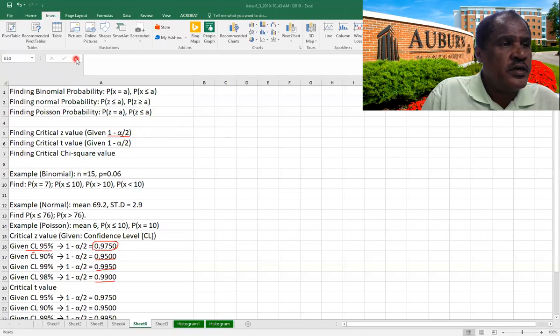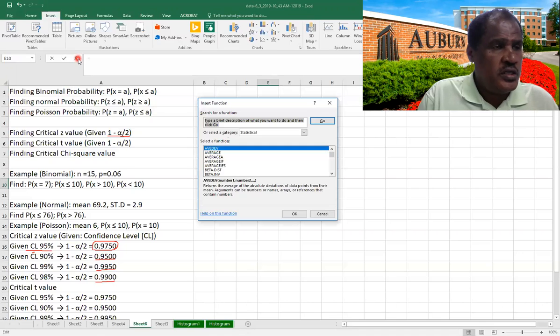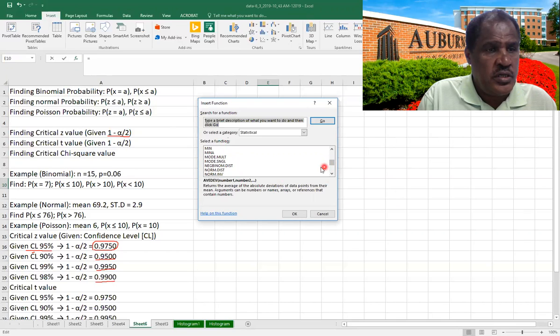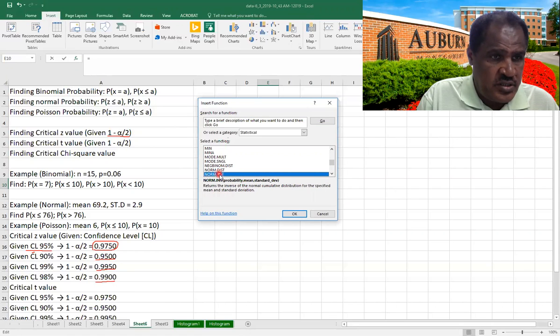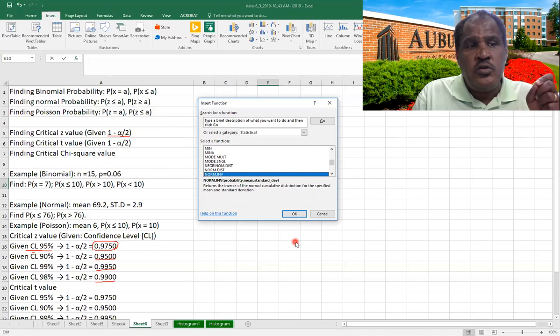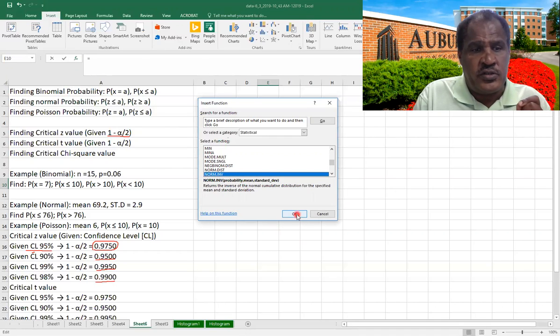Now, click here, okay? Click here and scroll down. We want to find Z. Z is a standard normal distribution, the normal distribution. So go all the way until you find normal distribution, okay? But not normal distribution, but norm inverse. Norm inverse, it says. For the critical value, you have to find norm inverse.